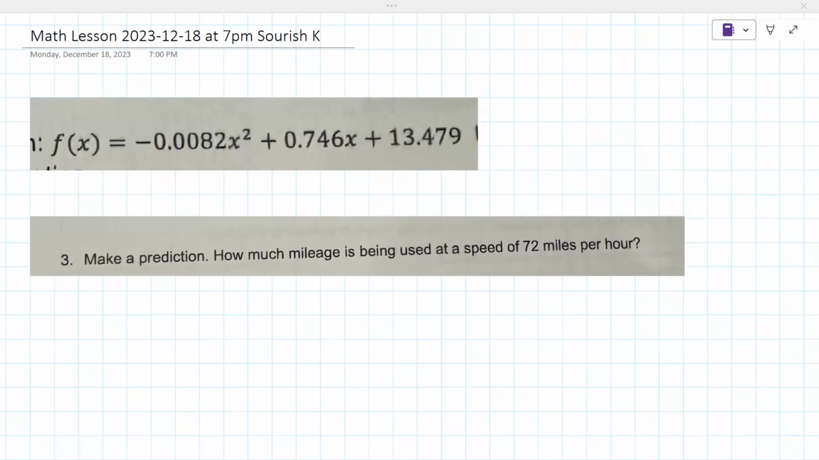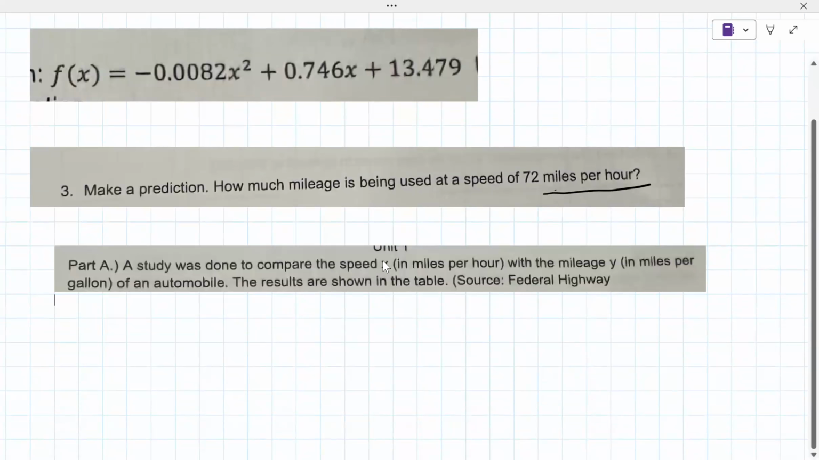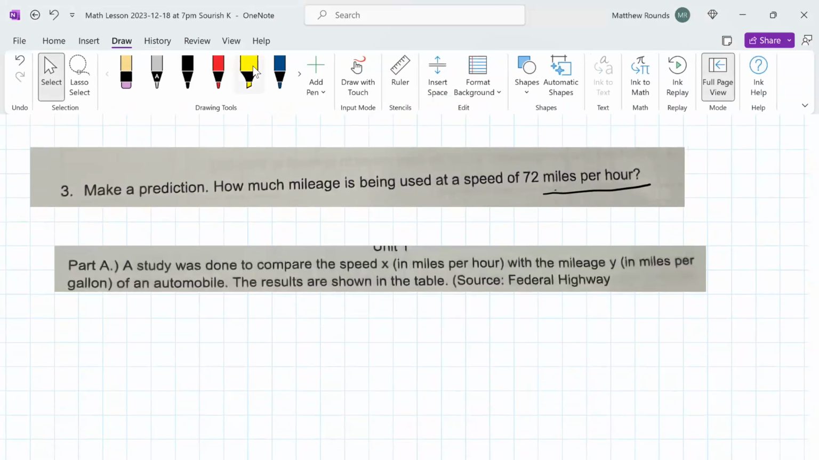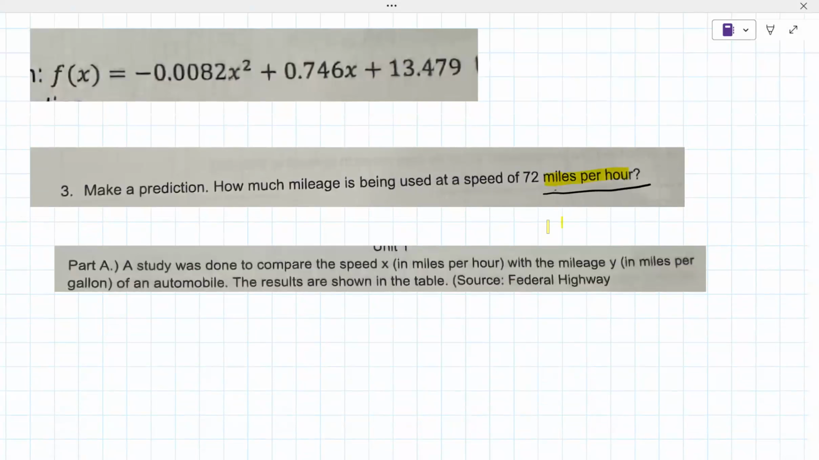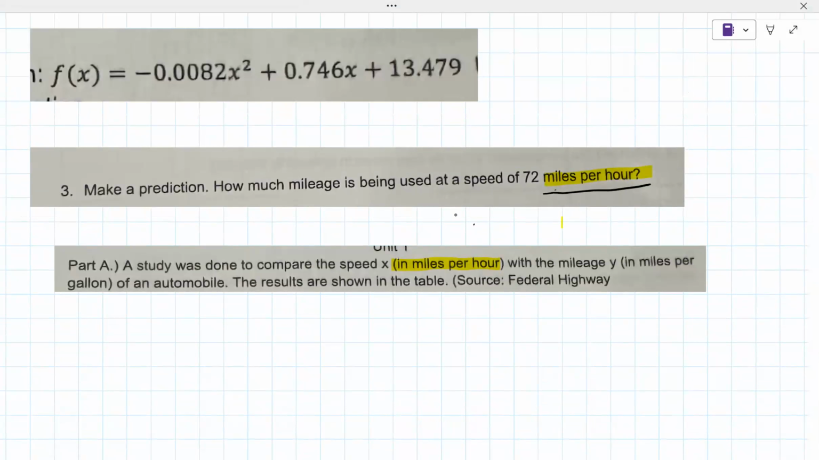Nope. What are the units of the 72? For the 72, that's miles per hour. Now if we go back and look at the original problem, what does it say that X is in? X is in miles per hour. Okay, so we know that that's X. So you got your calculator there, right? I want you to put X equals 72 into your equation.